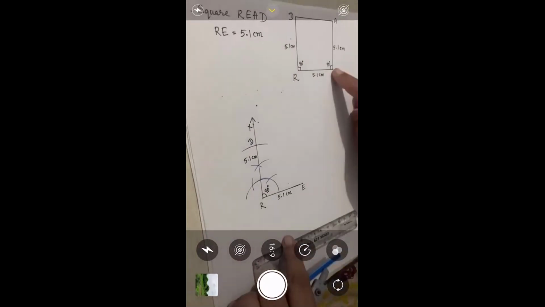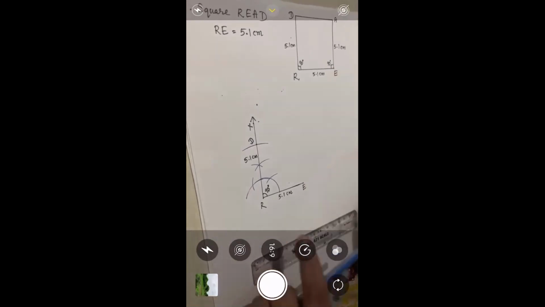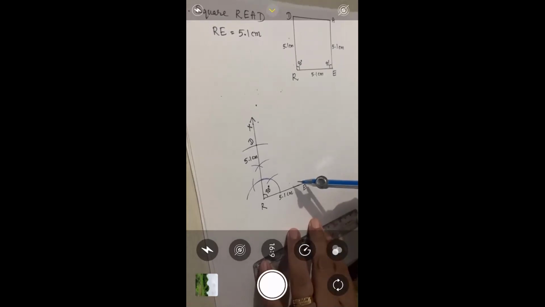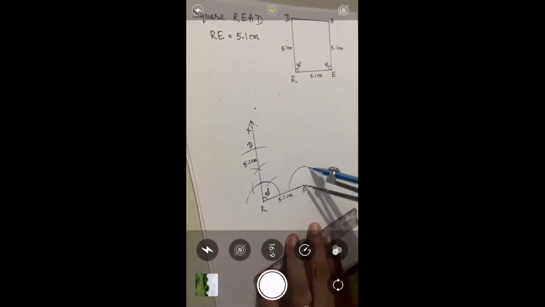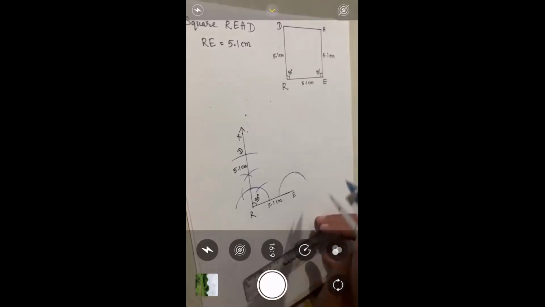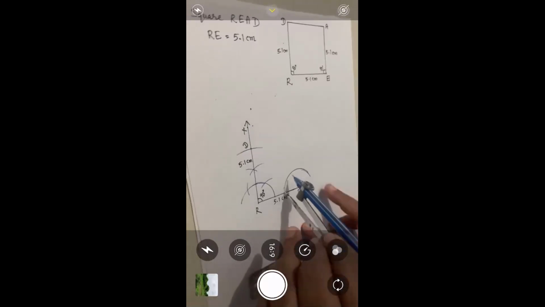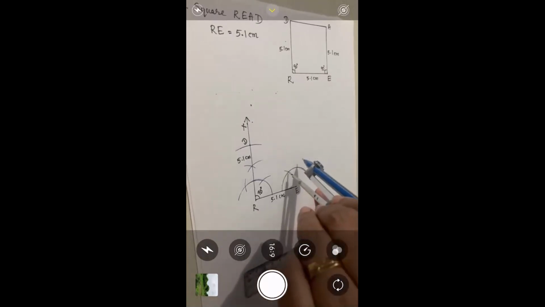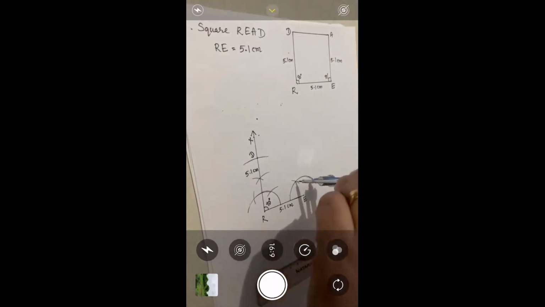Similarly, at the point E also 90 degree. In the square, all angles are right angles. So at the point E also we are going to construct angle 90 degree. So with E as center, any convenient radius, draw arcs. Now keeping this point as center, same radius, draw an arc. Now keeping this point as center, draw one more arc.